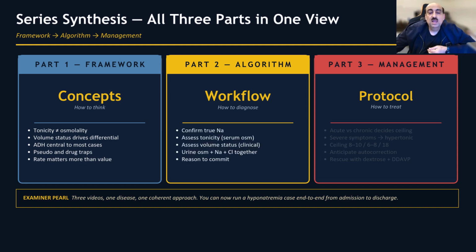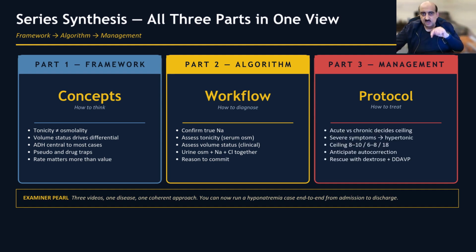Part 2, we laid out the algorithm of how to approach a patient with hyponatremia, how to diagnose, how to confirm that the sodium drop is real, assess tonicity and serum osmolarity, clinical assessment of volume status, and reading the urine osmolarity, urinary sodium, and urinary chloride together. And when biochemistry cannot decide, you need to look for a reason to commit: a temporal association of a medication initiation and sodium drop, etc.